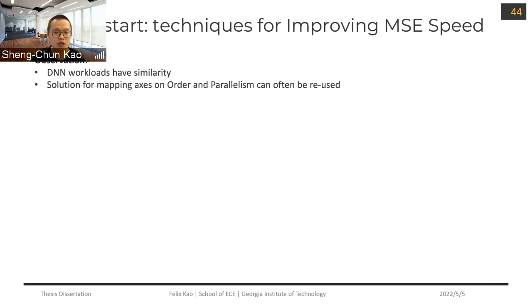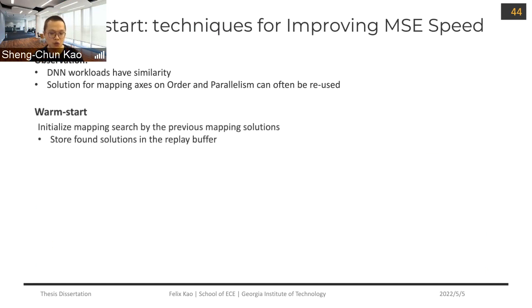First, DNN workloads have similarity, so consecutive layers in the DNN model will have shape similarity, implying we might be able to reuse some of the mapping. And second, as we have studied, some information of the mapping is transferable between similar types of workload, like convolution to convolution. We found in the previous discussion that order and parallelism are the axes that are mostly transferable. So the key idea of warm start is that when we are running MSE for multiple layers of a DNN model, we initialize the MSE with the solution found for the previous layer.